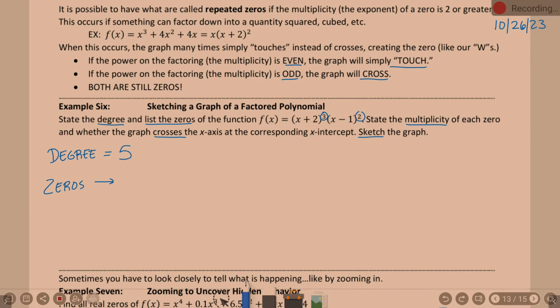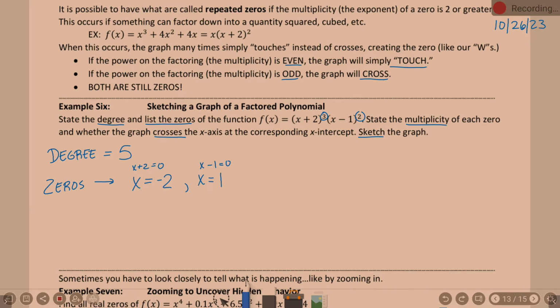Why negative 2 and positive 1? If we take x plus 2 and set equal to 0, what are you going to get? You're going to get negative 2. If you take x minus 1 and set equal to 0, what are we going to get? So we're going to have zeros at x equals negative 2 and x equals 1. That's because it would be x plus 2 equals 0 and x minus 1 equals 0. I don't really feel like I need to write that. I feel like once you guys see that, you're like, oh, okay, yeah, I got that.